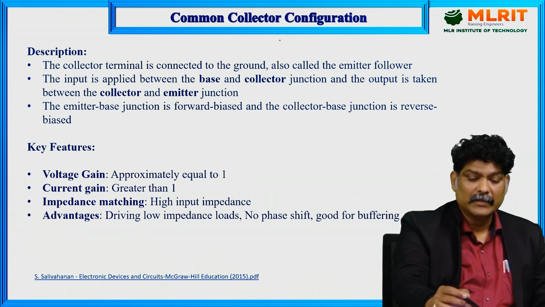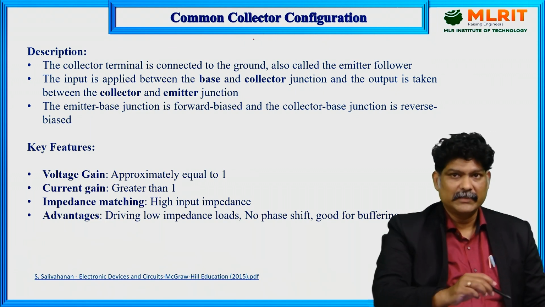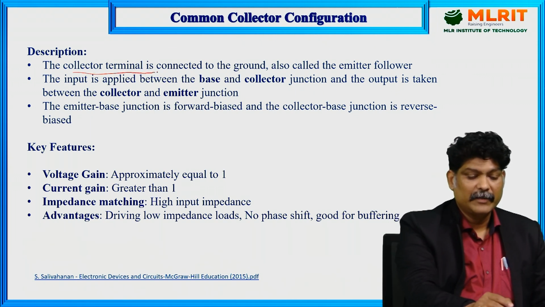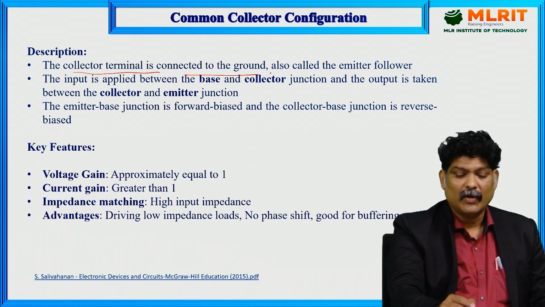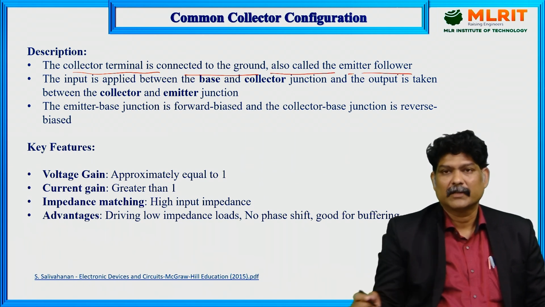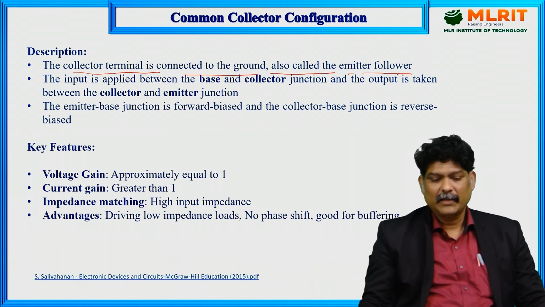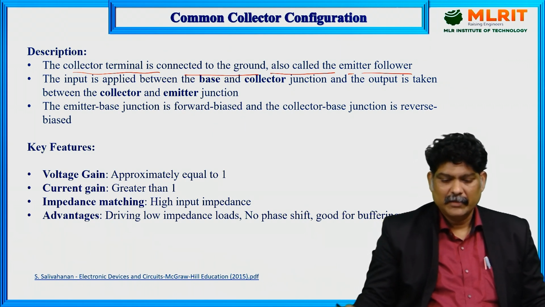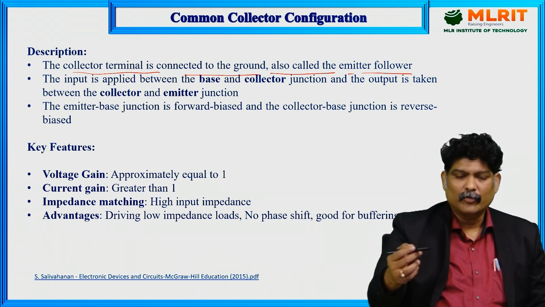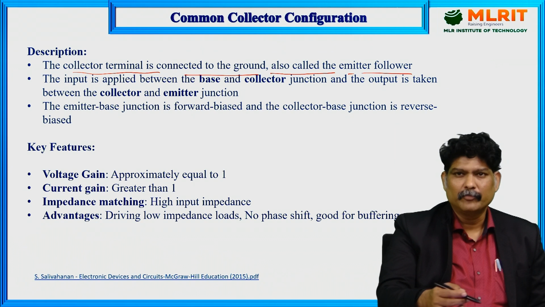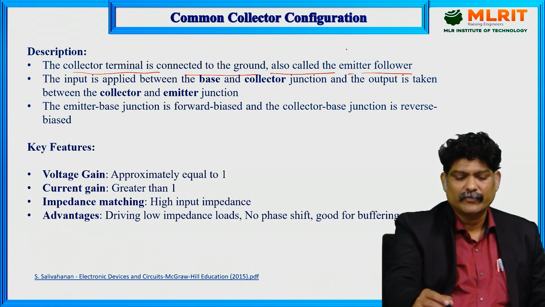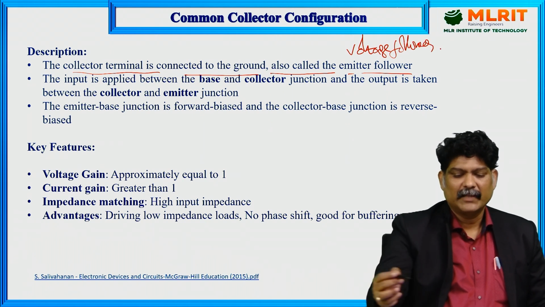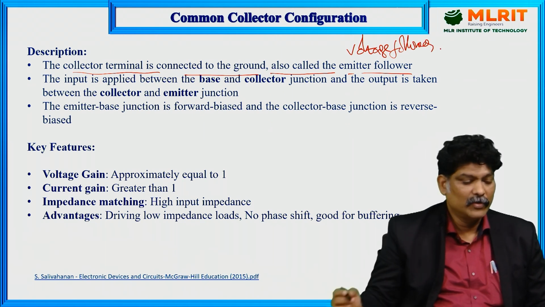So the common collector configuration. Let us see the description. The collector terminal is connected to the ground, also called emitter follower. The common collector can be called an emitter follower because the output follows the input, or we can say the output voltage follows the input voltage. So it is also called a voltage follower. Hence we can say emitter follower or voltage follower.